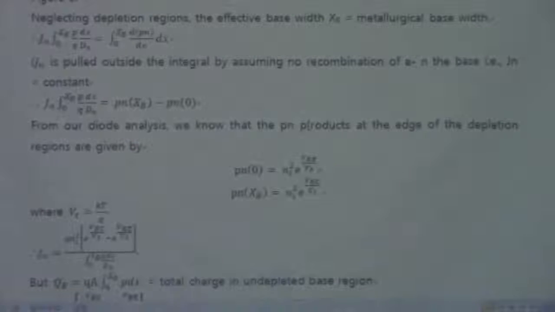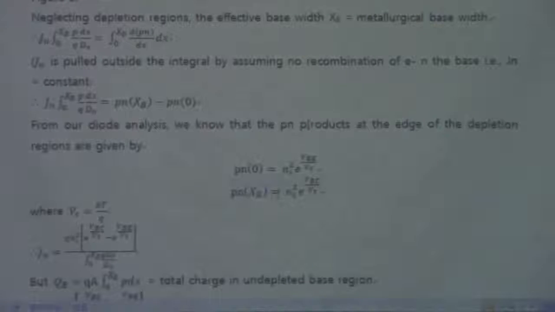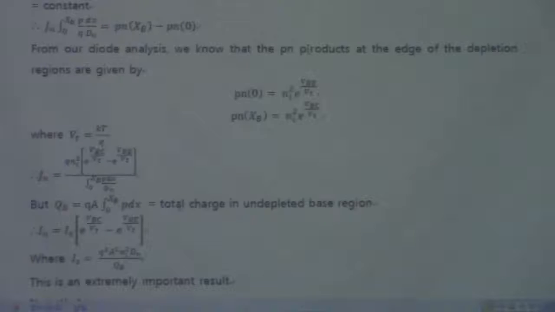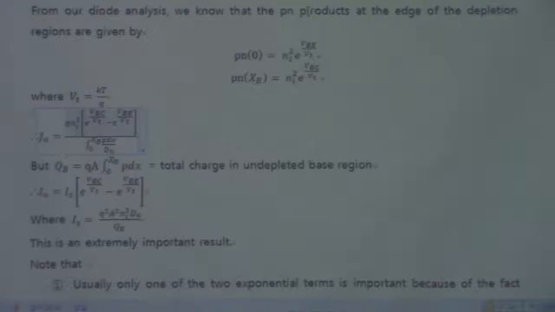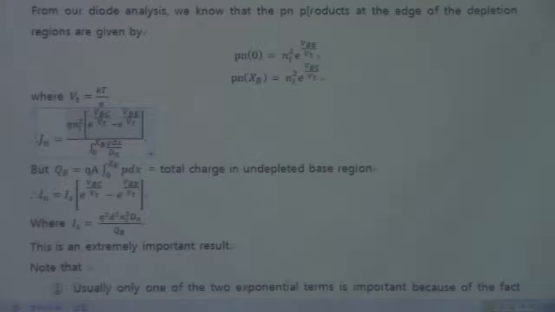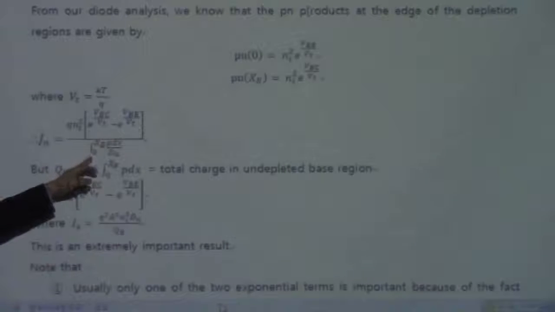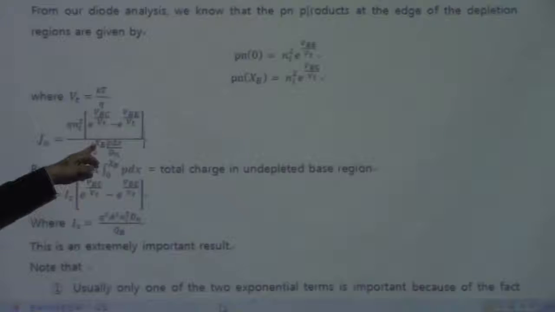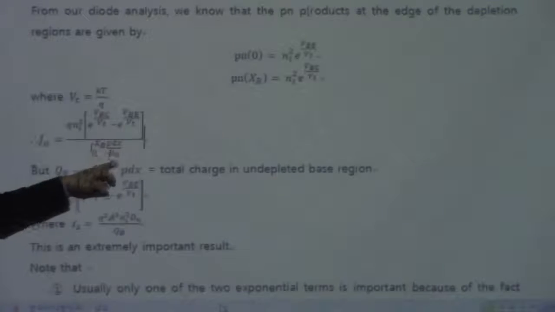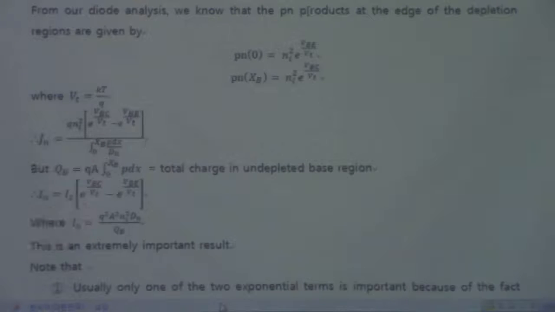We put this into this equation, and then we end up with this equation. The Jn, the electron current from the emitter to the base, is equal to some values here, which has been divided by the integration from 0 to xb of p dx over Dn, where Dn is the diffusion coefficient.